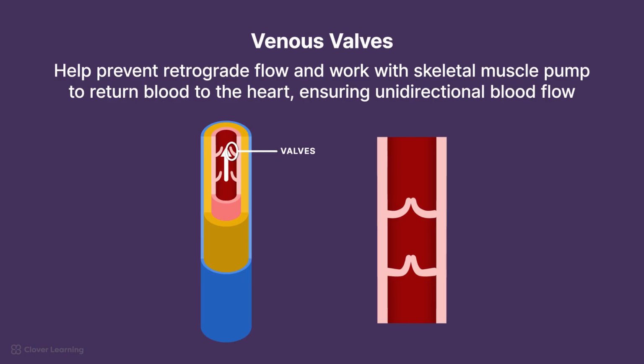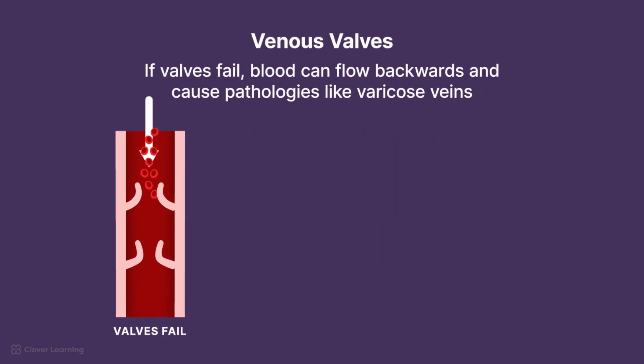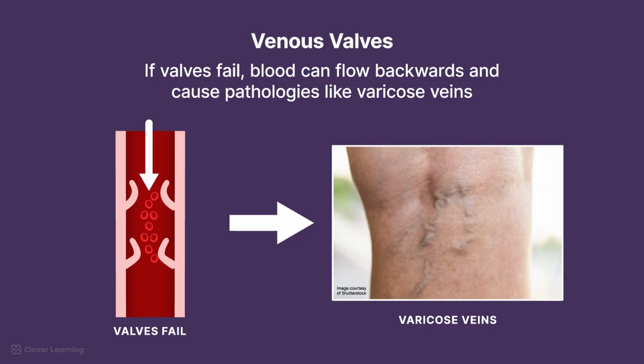Finally, venous valves help to prevent retrograde flow and work with skeletal muscle pump to return blood to the heart. These valves open when blood flows toward the heart and close immediately when blood flow slows or gravity pulls blood downward. This ensures unidirectional blood flow, which helps the body maintain adequate circulation. If valves fail, blood can flow backward, leading to varicose veins, among other pathologies.